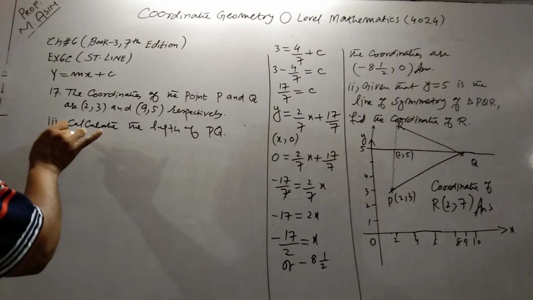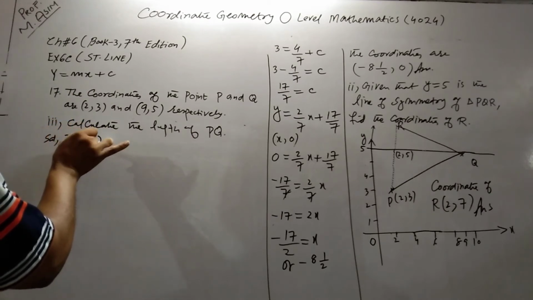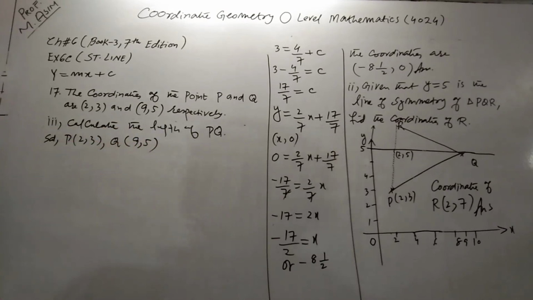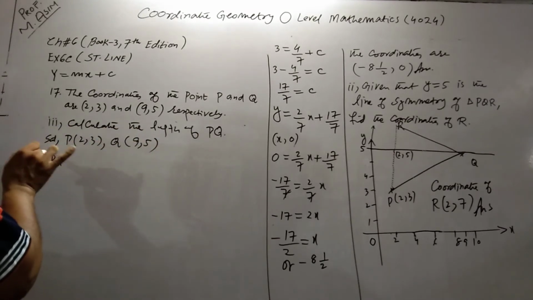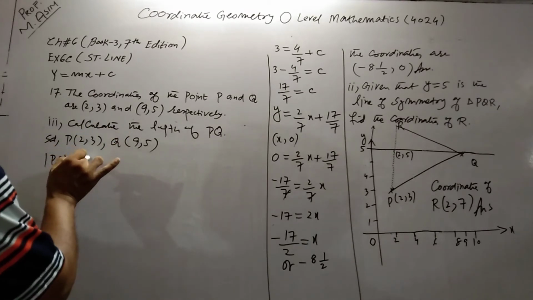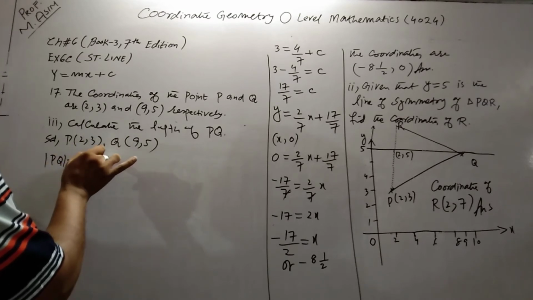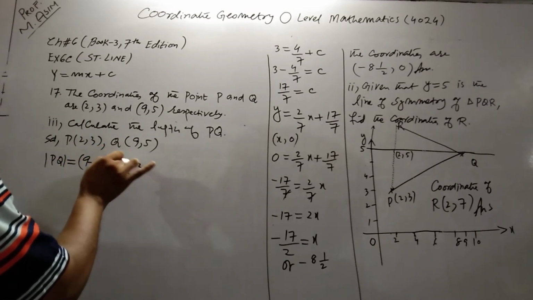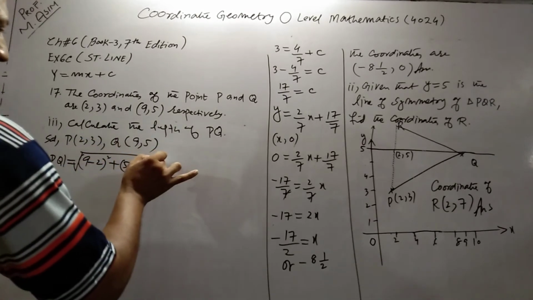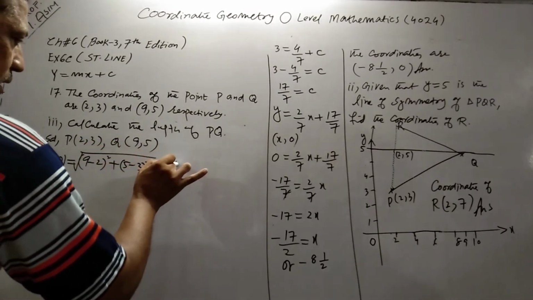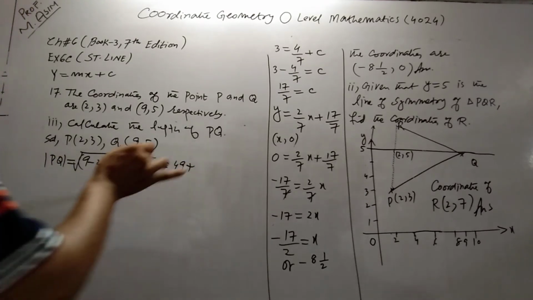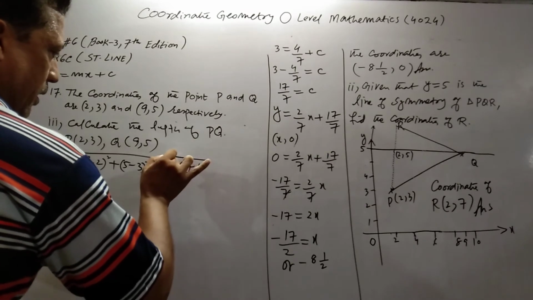What are the coordinates of P? 2, 3. What are the coordinates of Q? 9, 5. Therefore, the length of PQ is, length means distance, square root of (x2 minus x1) square plus (y2 minus y1) square. 9 minus 2 is 7, 7 square is 49, 5 minus 3 is 2, 2 square is 4.